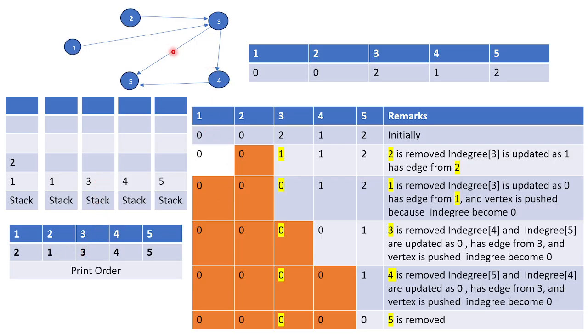Then there is an edge from 3 to 4, so subtract 1, and that becomes 0. 4 is pushed onto the stack and removed. When 4 is removed, for the vertex to which an edge originates from this removed vertex, you have to subtract it. 1 now becomes 0. This is the order.